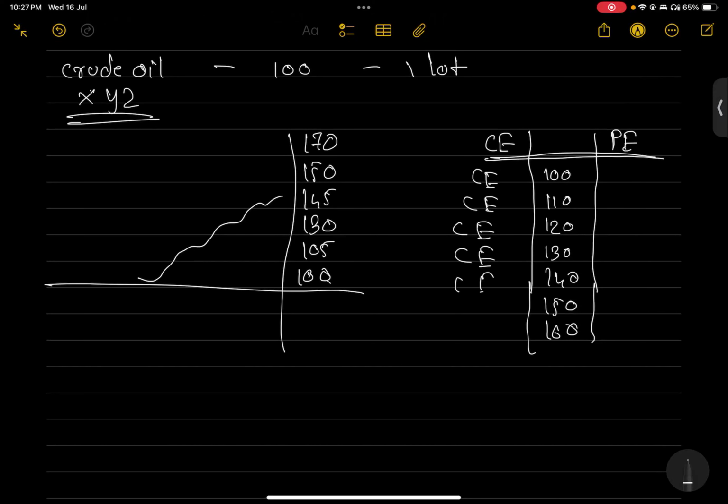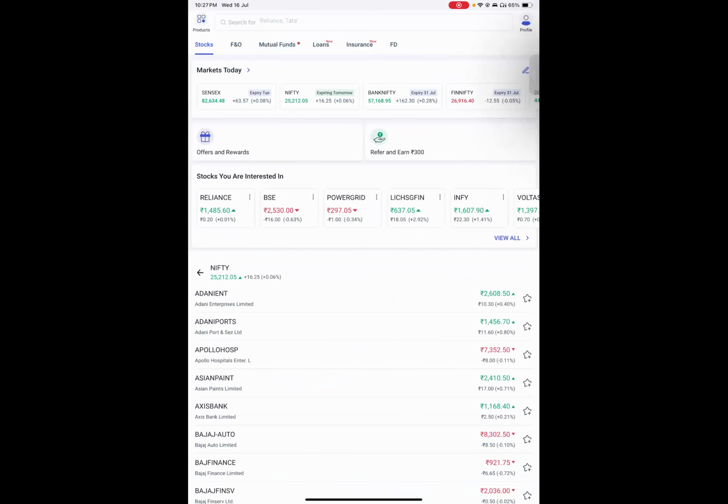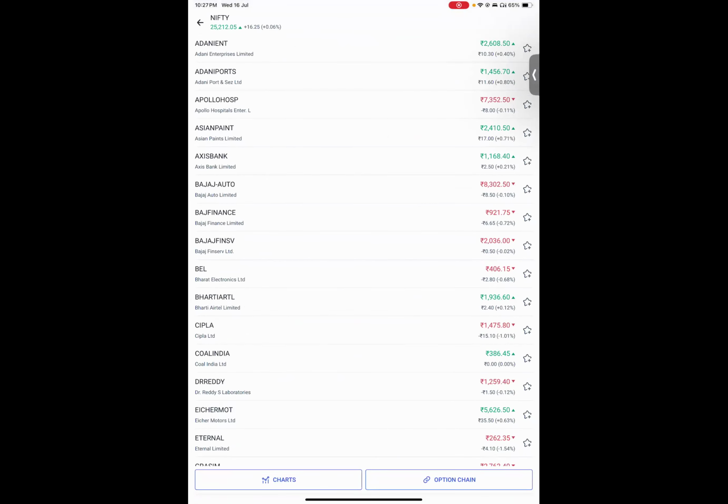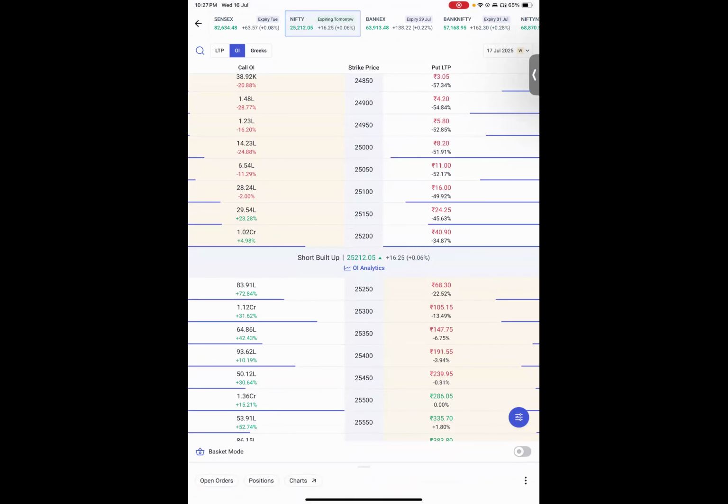But which one do we need to select? We'll discuss that later. But first, understand this. Now, let's look at it practically on this table, guys. This table is known as the option chain table. We are looking at the Nifty table right now.